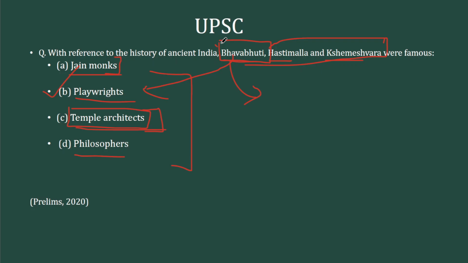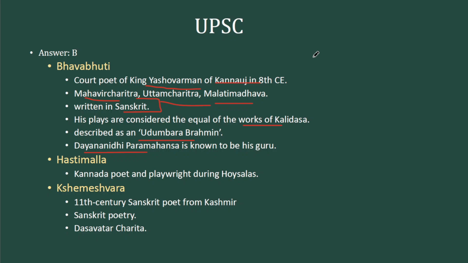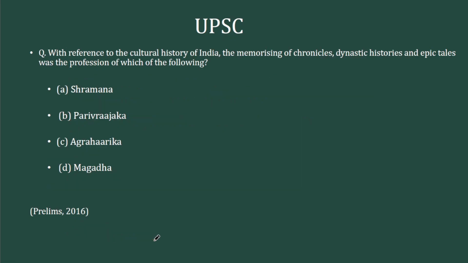So these are questions where you have to be very clear with the names of persons and factual knowledge. Coming to the third question, before going to the third question, we'll look at the other two names as well, Hastimalla and Kshameshwara. Hastimalla is a Kannada poet. He's also a playwright. Everybody is a playwright. And Kshameshwara is again a playwright who wrote in Sanskrit. The book he wrote is Dashavatara Charita.